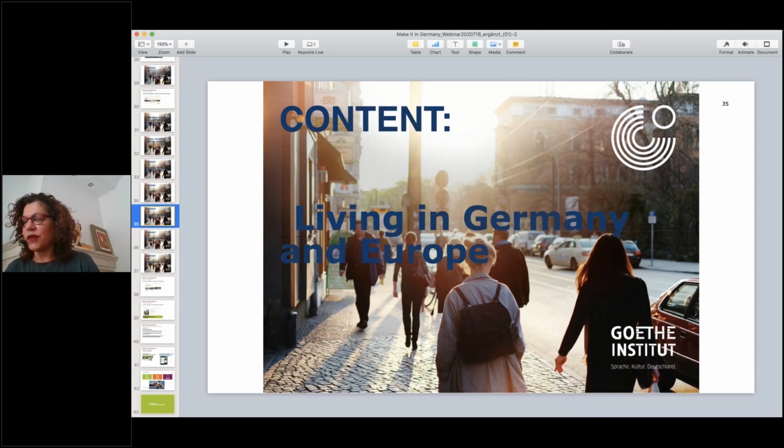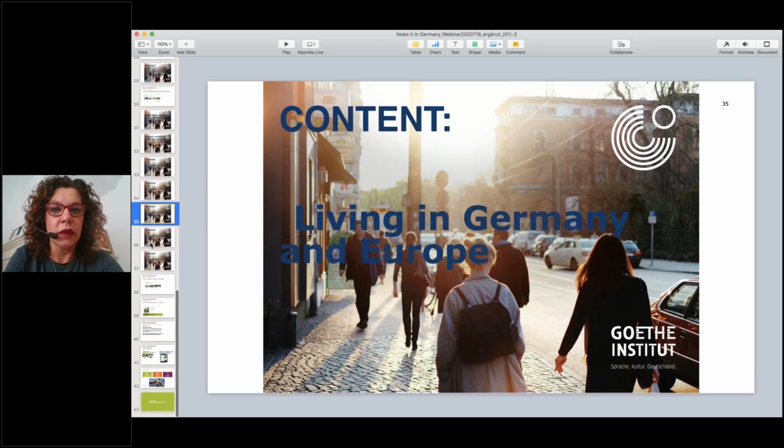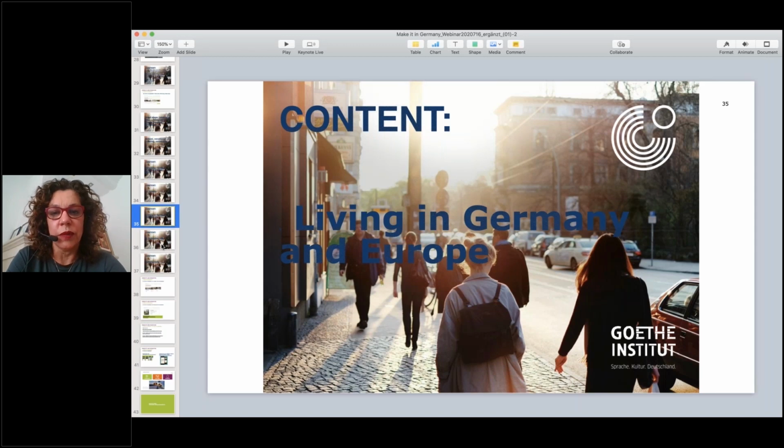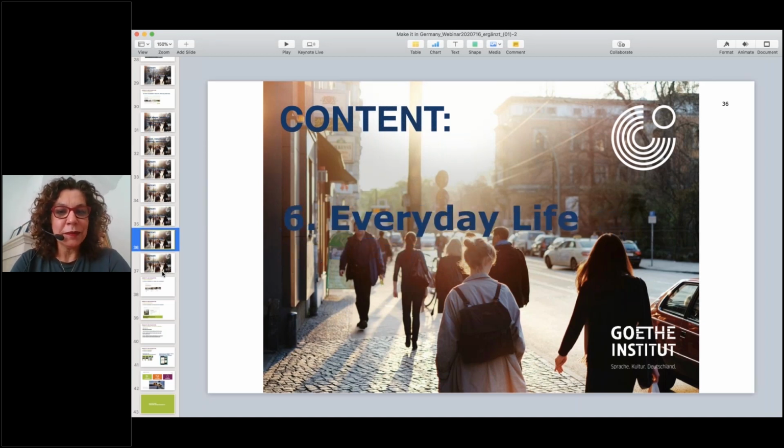But it is also very important when you live in Germany, or when you are on your way to Germany, that you know how the bank system functions. You need to open a bank account. You need to know how the finances function in Germany. So all this kind of information, you have it on the portal Mein Weg nach Deutschland, or My Path to Germany. Next, please.